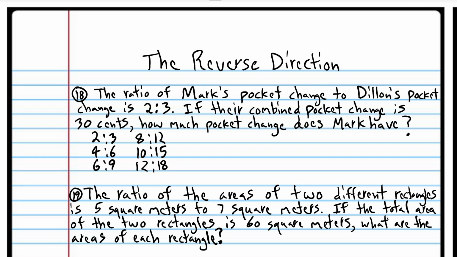So this question is asking, how much pocket change does Mark have? So because Mark was mentioned first, that means the first number, in this case 12, is the answer. So Mark has 12 cents. That's an extremely important point. If you get it backwards, if you put the numbers in the reverse order, then you're gonna get the wrong answer. If you wrote 18 cents, that would be Dylan's pocket change, and that's not what they're asking. They're asking for Mark's pocket change.